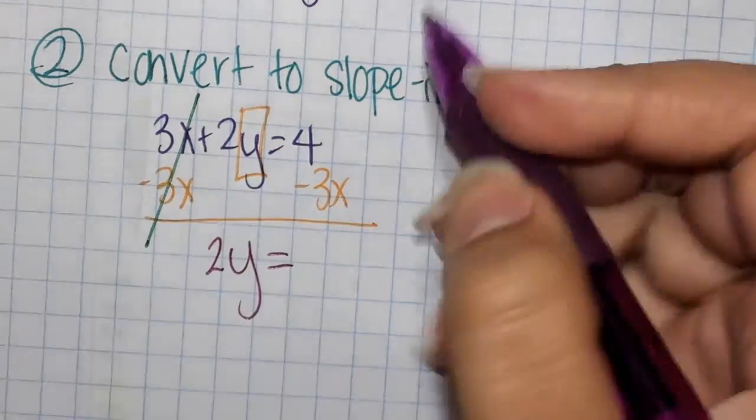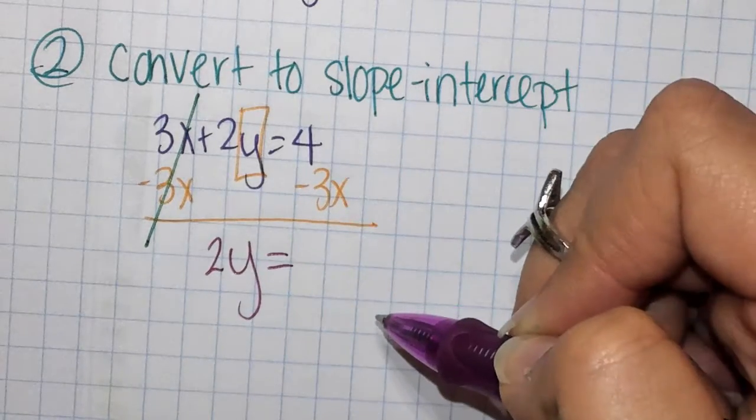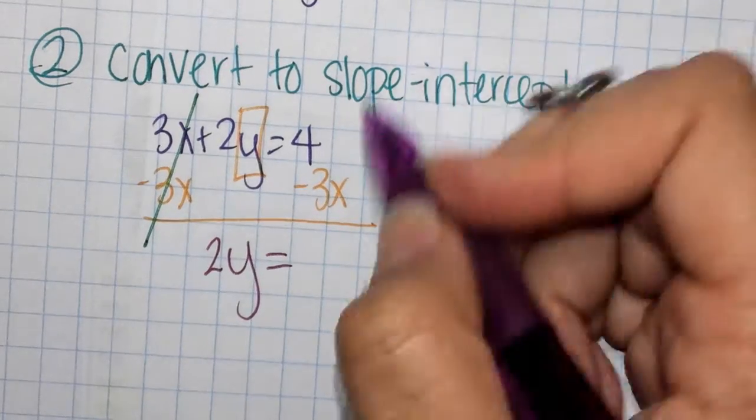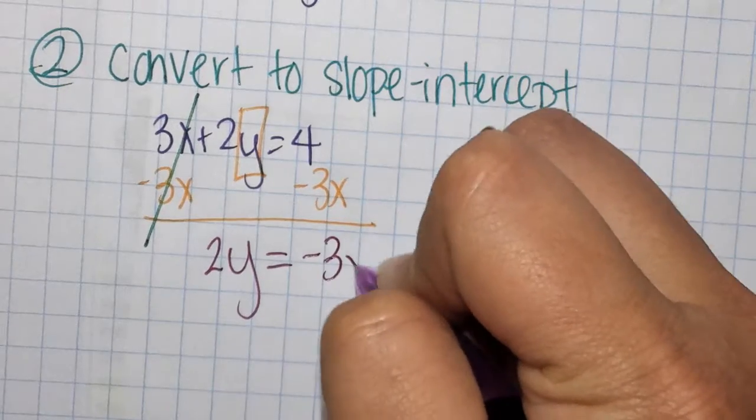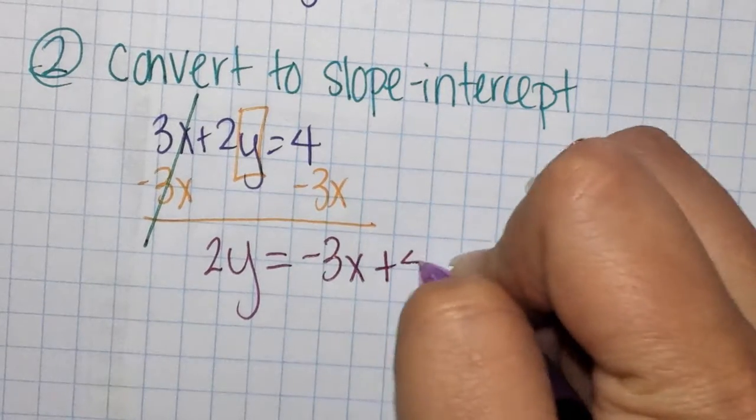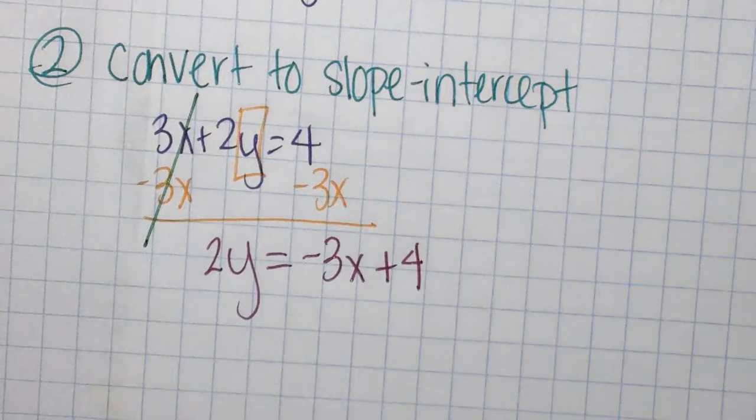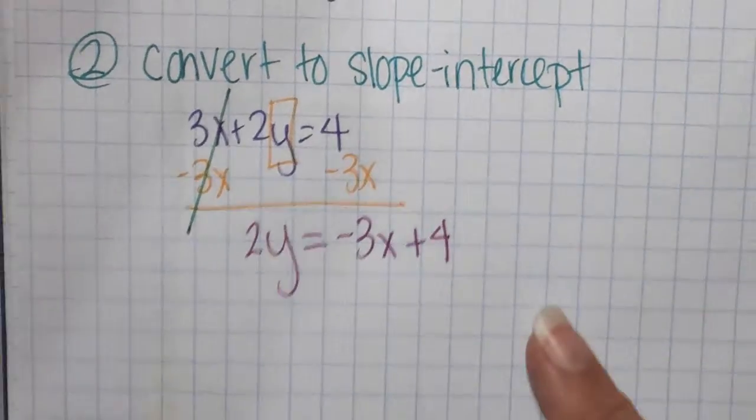2y equals, now can we combine 4 and negative 3x? No, because they're not like terms. So we write negative 3x plus 4. Are we together? Yes. Do we know where we are? Mackenzie, are you alive over there, my love? I'm just making sure.